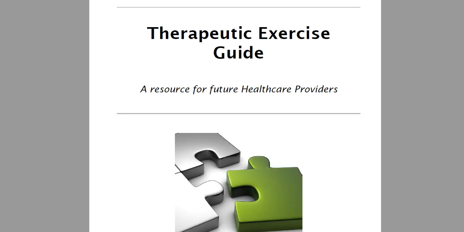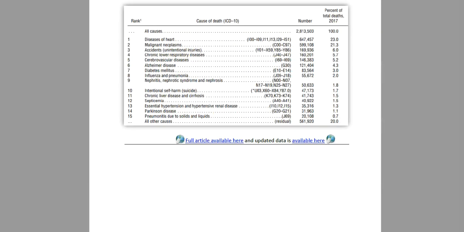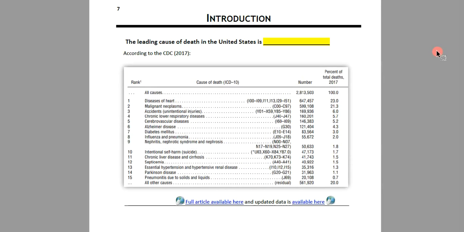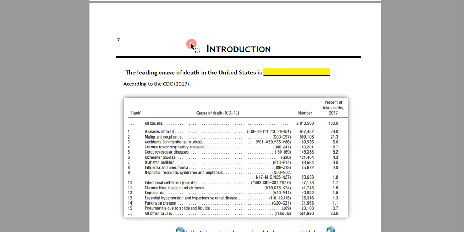We're going to go over some of the introductory material in the Therapeutic Exercise Guide. So let me scroll down. I believe this is on page, here we go, page 7 in the introduction section. So first, it's just going to go over some of the leading causes of death in the United States. And we're going to go over the leading cause of death.